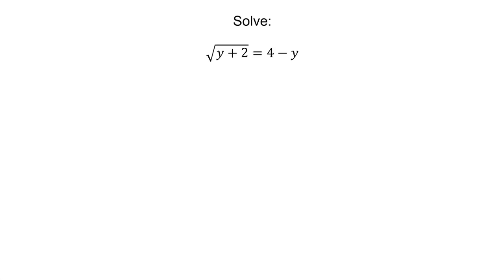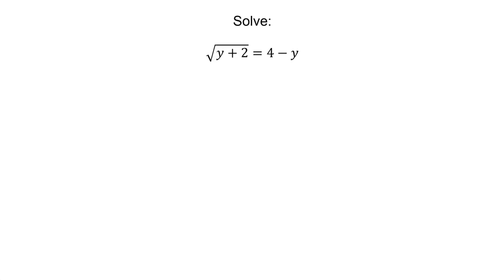Let's take a look at this example. This equation is the square root of y plus 2 on the left is equal to 4 minus y on the right. This contains a radical, so the first step is to get the radical expression by itself. Well, on the left, the radical expression square root of y plus 2 is already by itself, so now we move on to the second step.